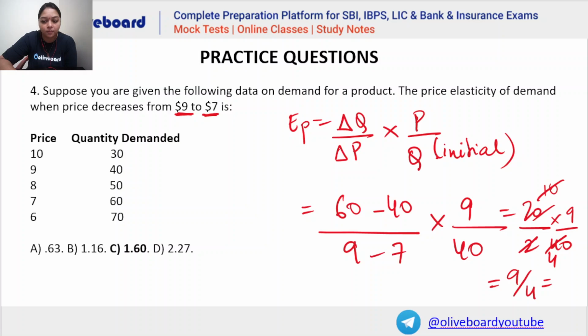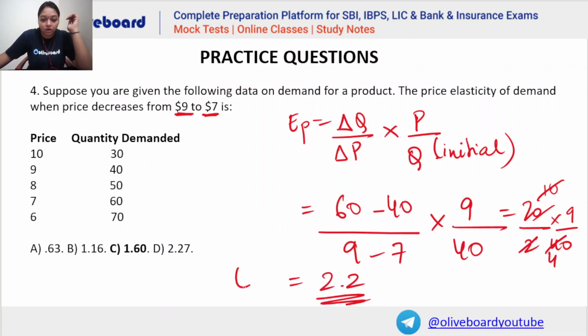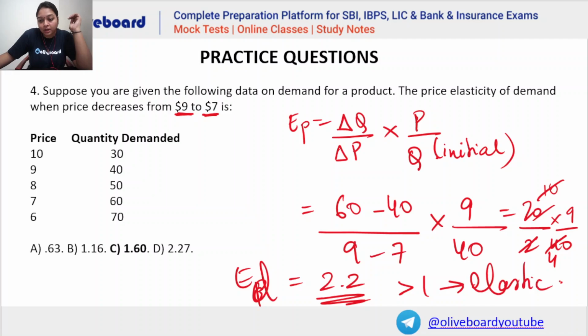One second. Right. So now we have 9 by 4. So the value will be something like 2.2. So your price elasticity of demand will be 2.2, which is more than 1. So the demand is elastic, right? So I think this is option D. So this is your fourth question.